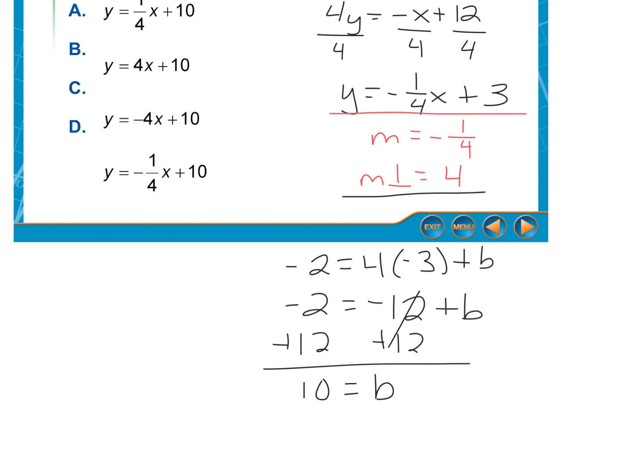No. What are the 2 things we need in order to write an equation? We had our m up here, and we just found our b, so we're ready to go. So how do I write that equation? y equals 4x plus 10.